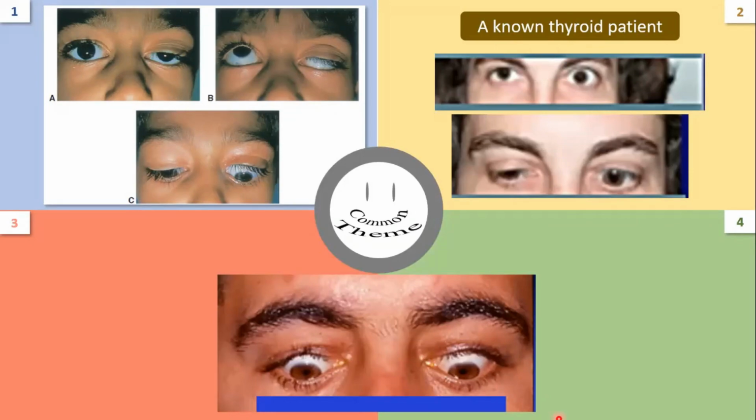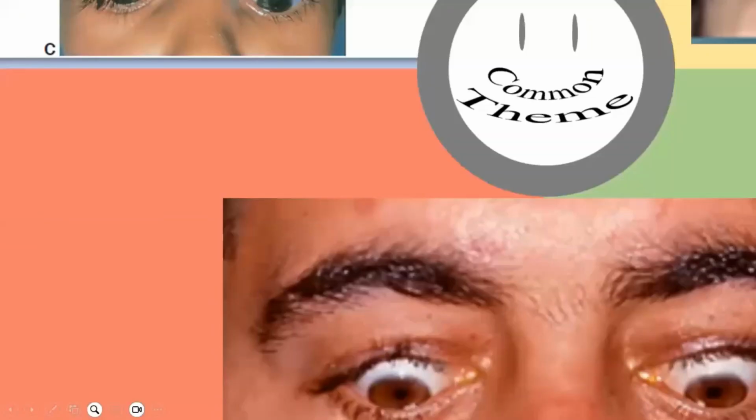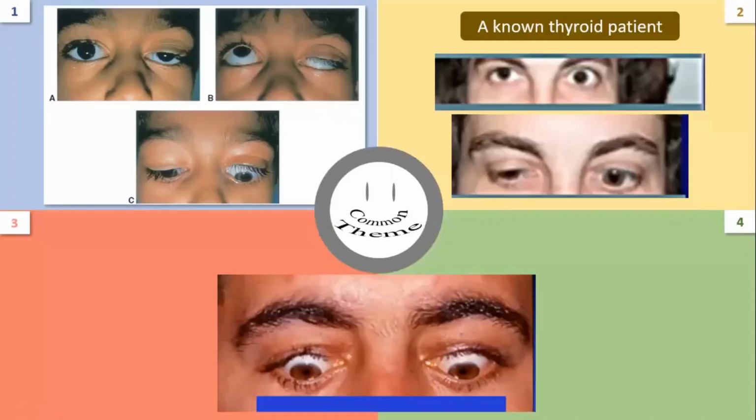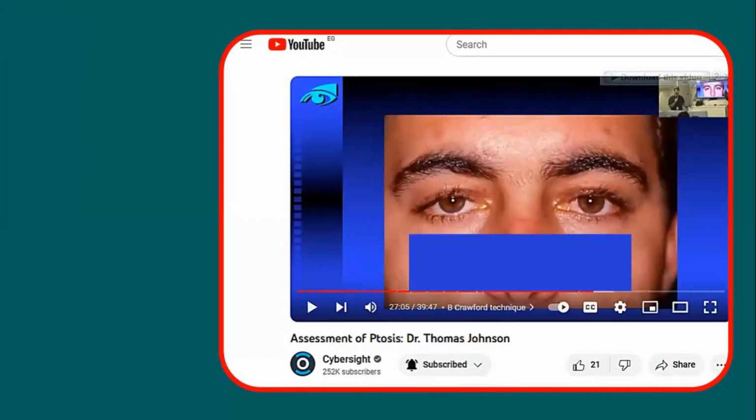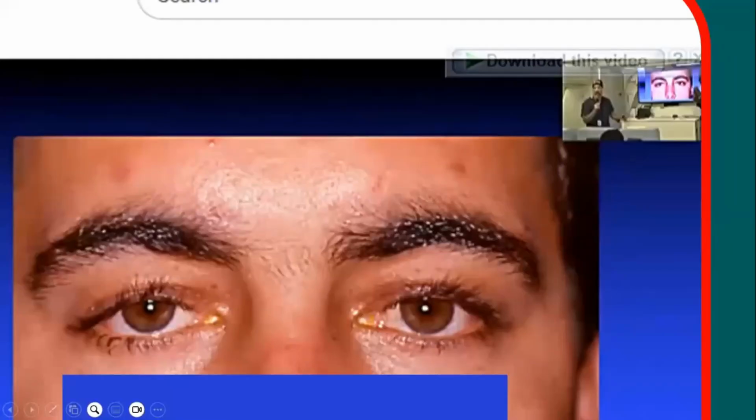What kind of ptosis surgery? Frontalis sling. Excellent. So if we enlarge it, you will find some evident scars here. So the common theme here is lid lag on down gaze. This photo was taken from one of the wonderful lectures of Cybersight about ptosis. This is the primary position of the same patient. So the scars are more evident on this photo, as you can see here.